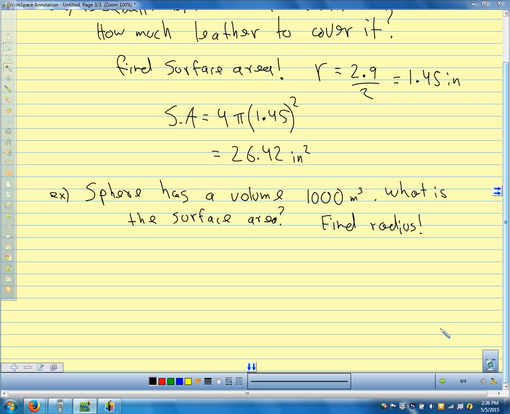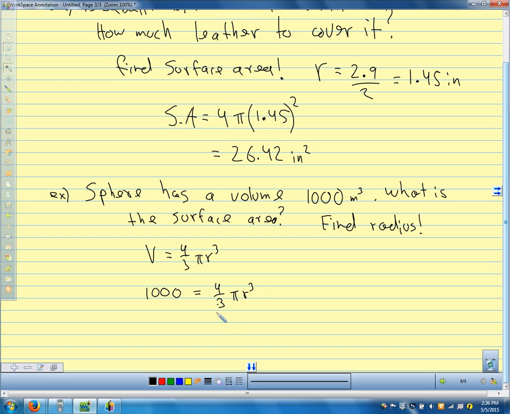So I think you're on the right track. We have a formula for the volume, right? We know that the volume is 4/3 pi r cubed. But we also know the volume is 1,000 cubic meters. So I'm going to plug this into the formula and solve for the radius. 1,000 equals 4/3 pi r cubed. And now we want to solve for the radius.